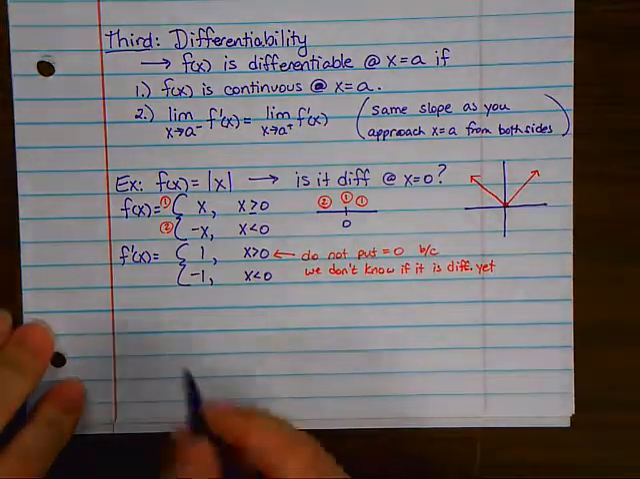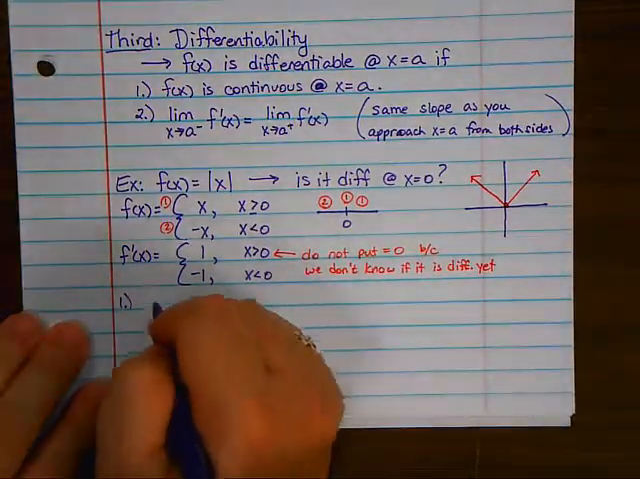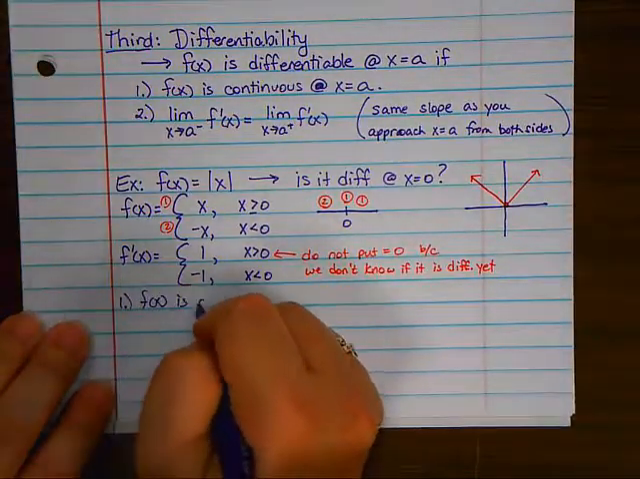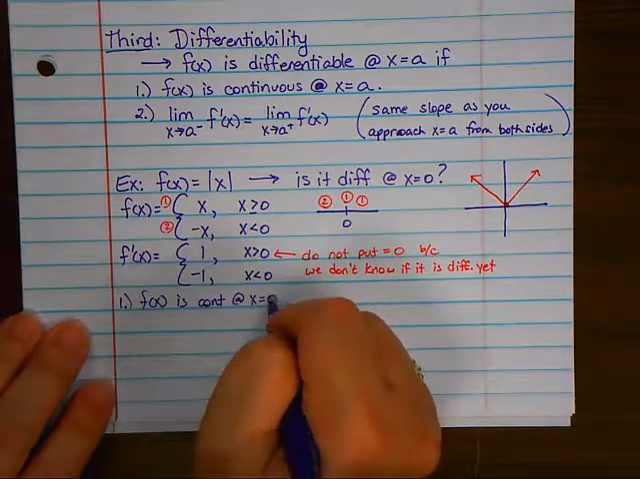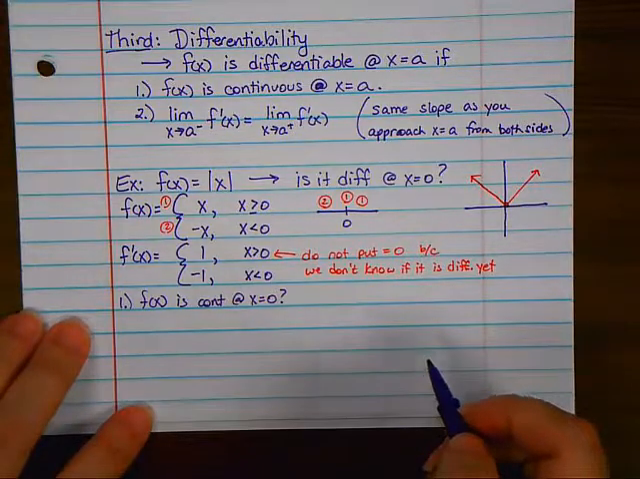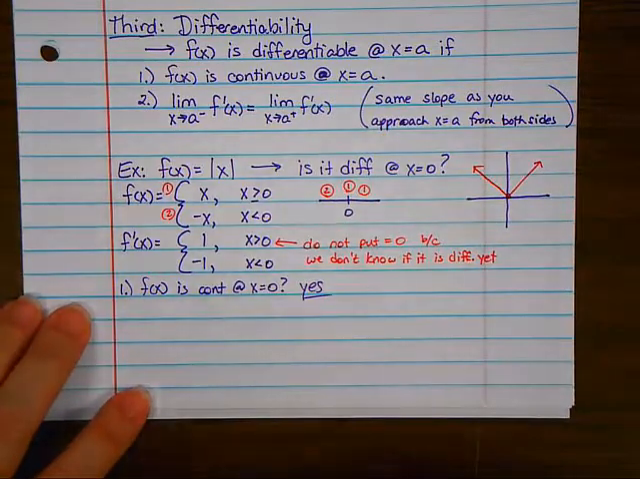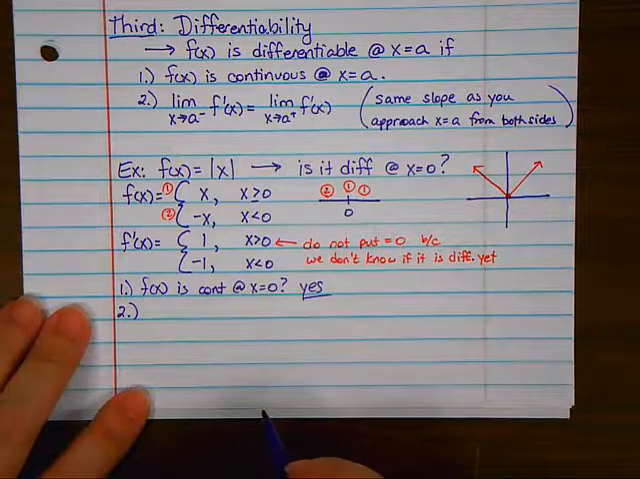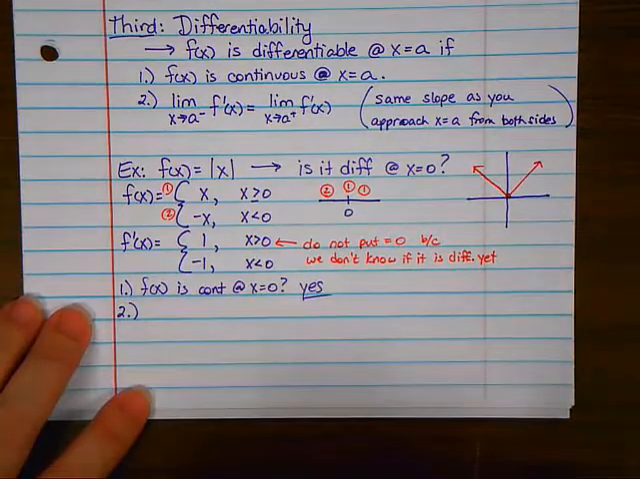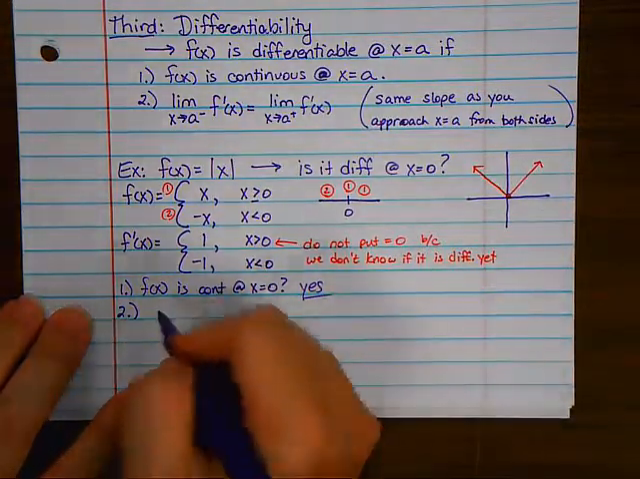Okay? So, here's what we're going to do. We've got to answer the two questions that were listed right here. F of x is continuous at x equals 0? Yes or no? Yes, we just said that. So, yes, it's continuous. And let me reiterate this. If step 1 fails, if it's not continuous, game over. You don't even bother going on to step 2 because it's automatically not differentiable. Okay? Since I got a yes, I got to keep going.